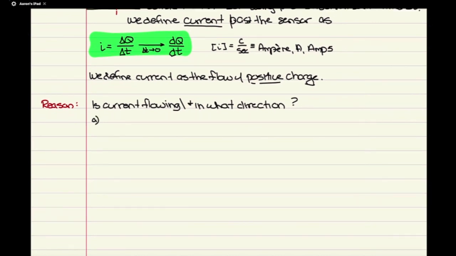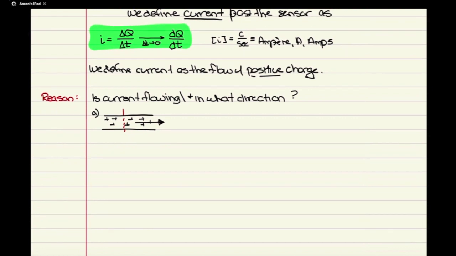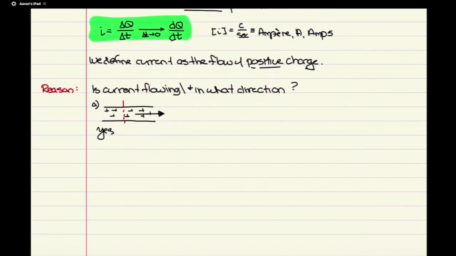So in the case of A, perhaps you have some conducting wire. You have a bunch of positive charges, and they are all moving to the right. And here's your sensor. So I think it's clear that yes, there is current flowing. We would say the current is pointing to the right in this case, the direction of positive charge.